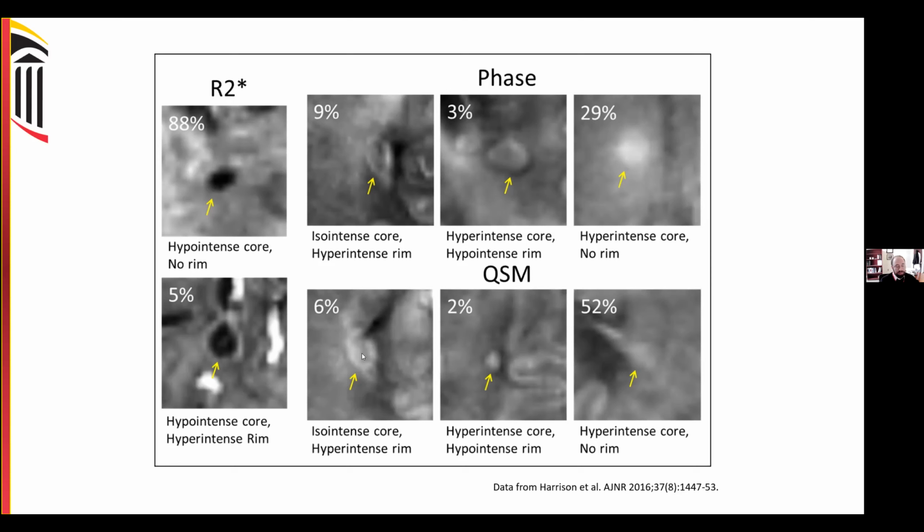And if you think about that type of appearance related to the histopathology that's been shown for chronic active lesions, it's likely that what these lesions represent is a hyperintense rim due to paramagnetic signal from accumulated iron at the edge, and then that isointense core probably representing some cell loss, oligodendrocyte loss, myelin loss, iron loss in the center. And then a higher proportion of lesions that just have that hyperintense core with no rim, probably representing just some myelin loss without much change in the iron signal.